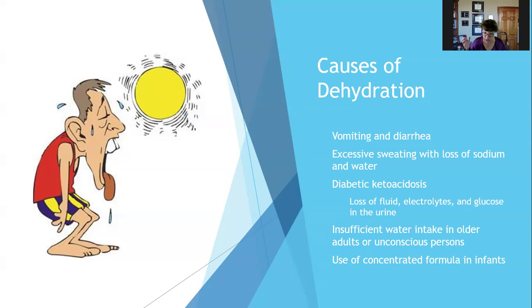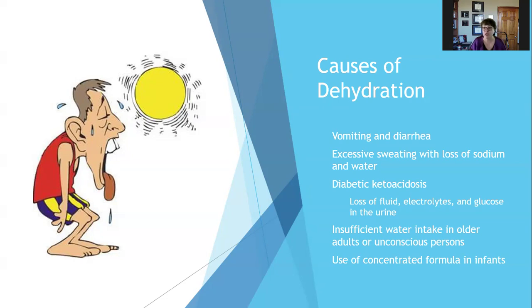Excessive sweating with loss of sodium and water can cause dehydration. When you're sweating, if you taste it, it tastes salty. That's our sodium going out there. Diabetic ketoacidosis can cause loss of fluid, electrolytes, and glucose in the urine. And we'll talk way more about that in chapter 16.